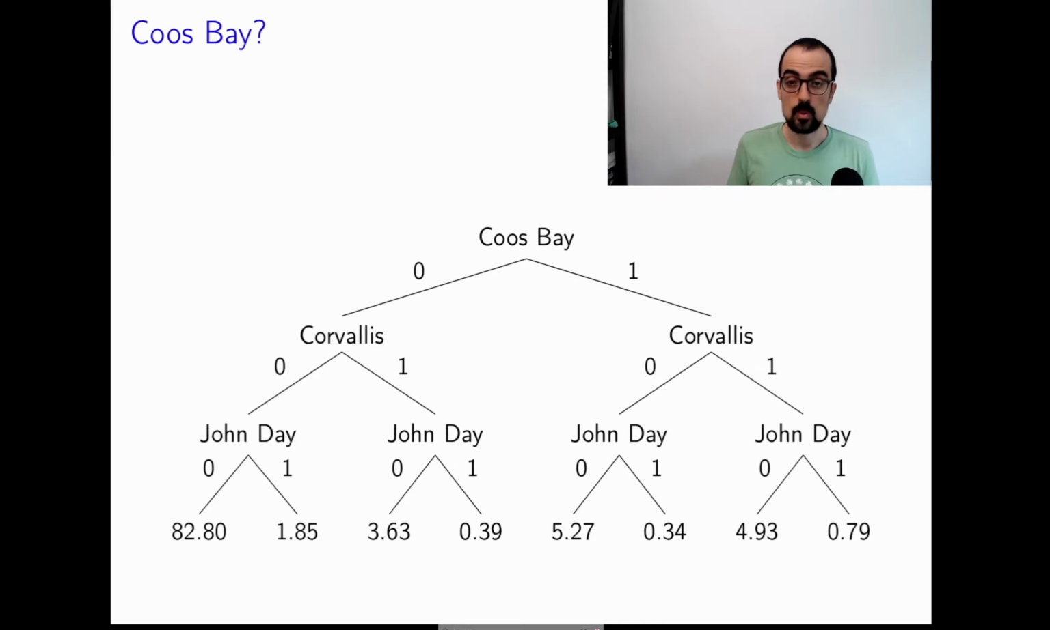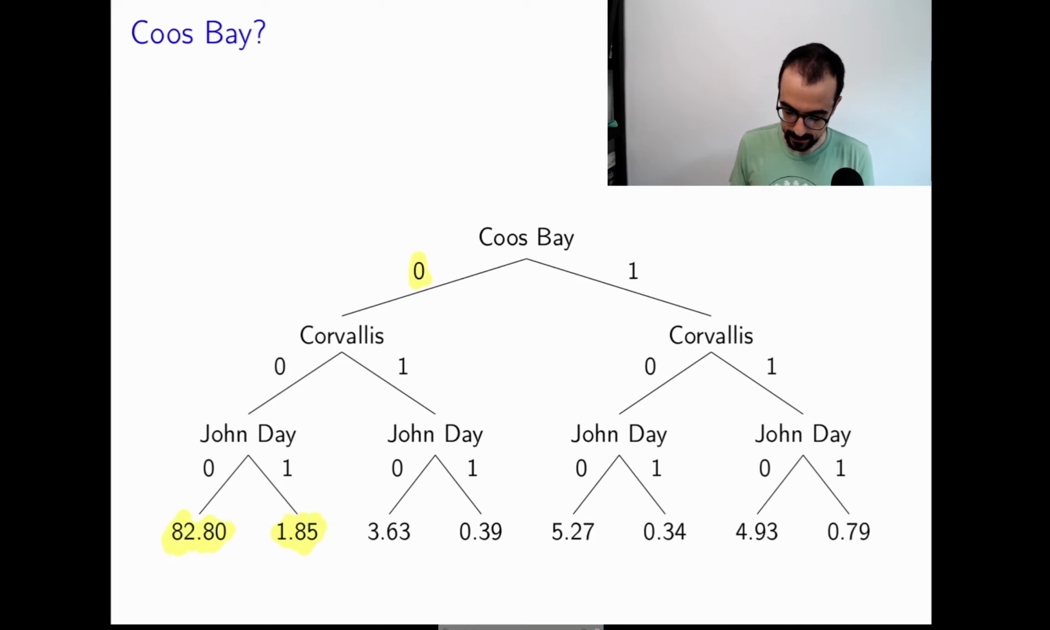What do we do? Well, let's see, for example, we're interested in the probability that it does not rain in Coos Bay. When does that happen? It happens here, when it doesn't rain in Corvallis or John Bay. Here, when it rains in Corvallis but not in John Bay. Here and here. So now we're going to add up all those probabilities.